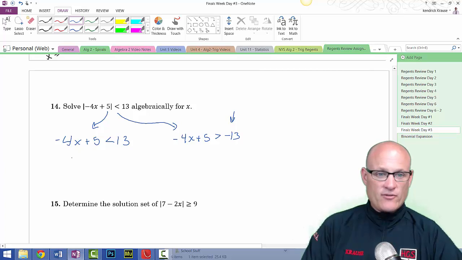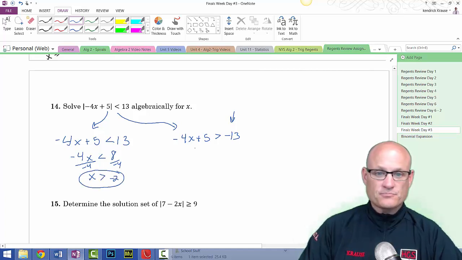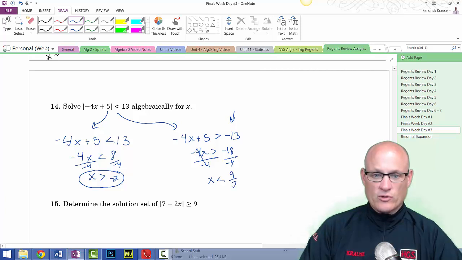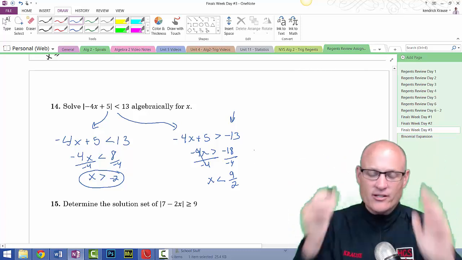All right, so I solve this. I get negative 4x less than 8. Now we're going to divide by negative 4, so I get x greater than negative 2. Going to subtract 5. I get negative 4x is greater than negative 18. And then I'm going to divide by negative 4, and I get x is less than 9 over 2, or that's 4.5. Oh, I can't be right. I got a fraction. Oh, man.